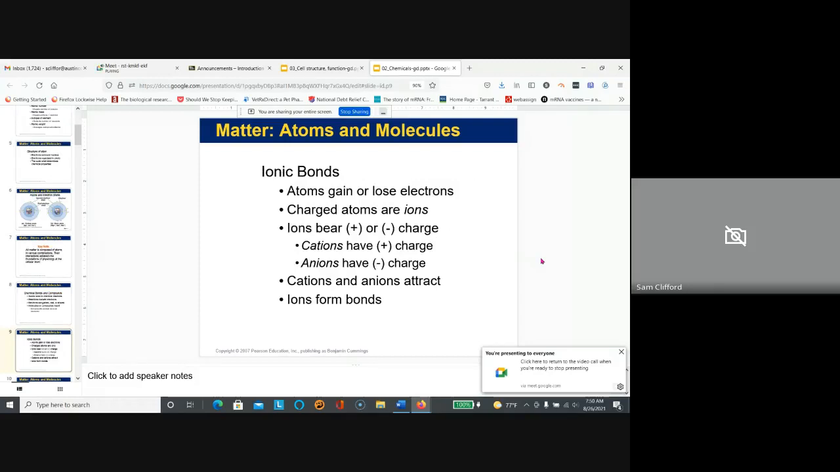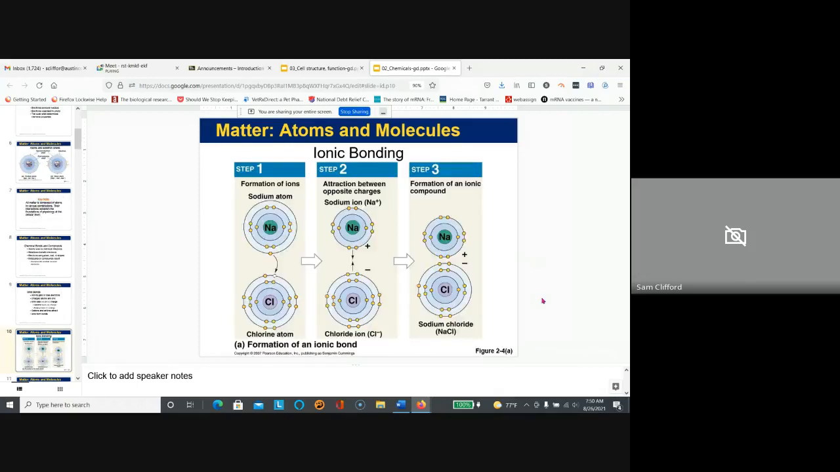An ionic bond happens when atoms gain or lose electrons. If electrons are lost, the ion is positive. If electrons are gained, the anion is negative. They attract one another, and that forms an ionic bond. So here's an example.